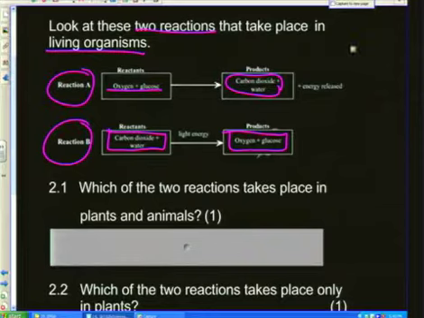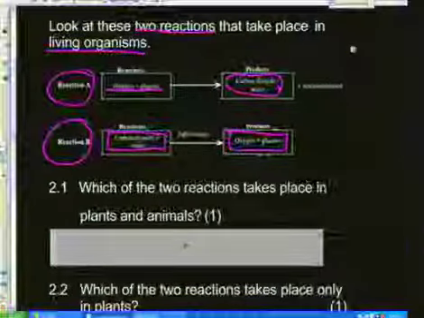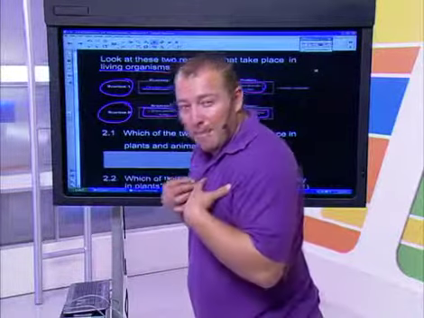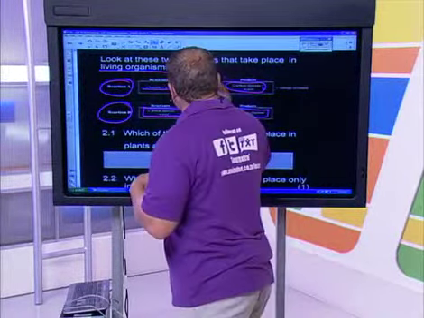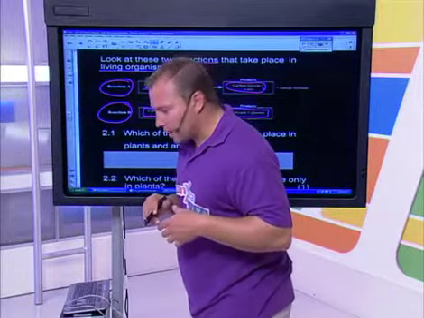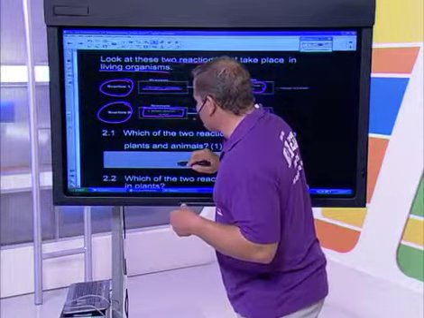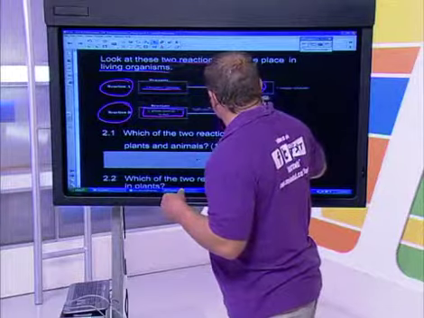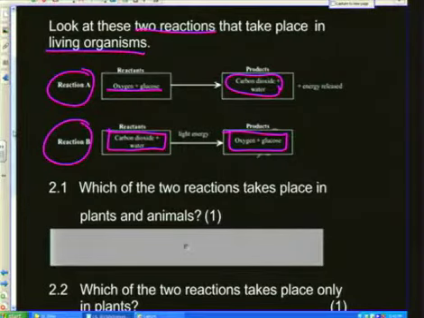We take oxygen, we take glucose, and then we use them. And we make carbon dioxide and water, and we release energy. That's the first one. Now, if I'm not mistaken, that's cellular respiration. This one is carbon dioxide and water, and we're going to use it to make oxygen and glucose. That's photosynthesis. Now the question is, which of the two reactions take place in plant and animal cells? Both.